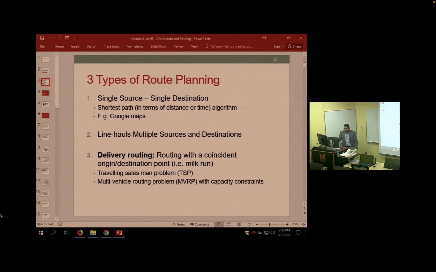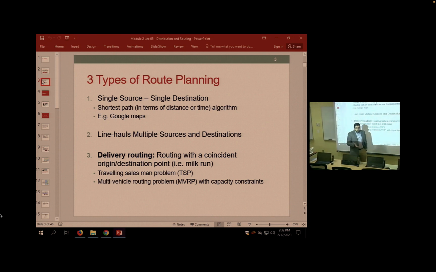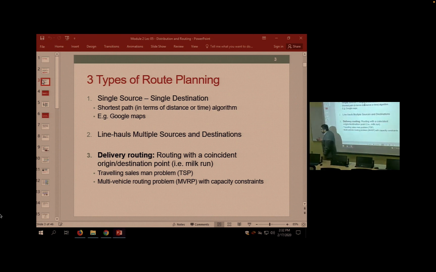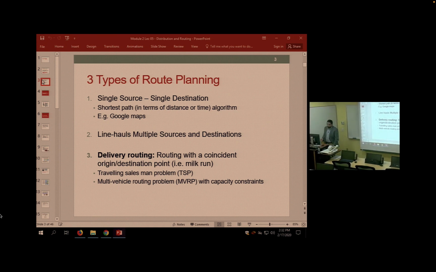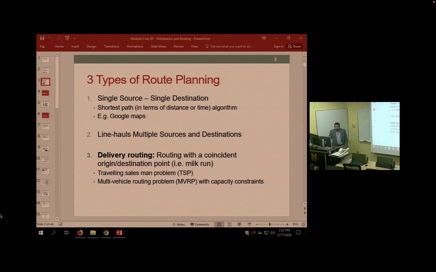So in general, there are three types of problems. The first one is you have a single source and a single destination, and you have to move product from point A to point B. This is the easiest type of problem to solve, because you just find the shortest path from point A to point B, and you move product using trucks or rail or whatever transportation mode you want.